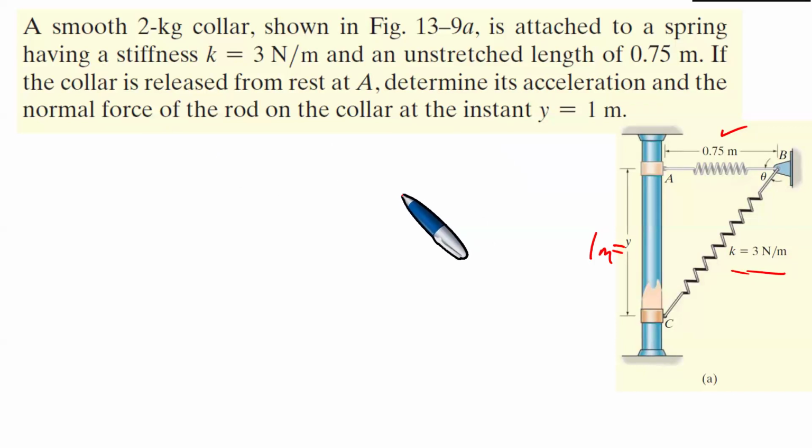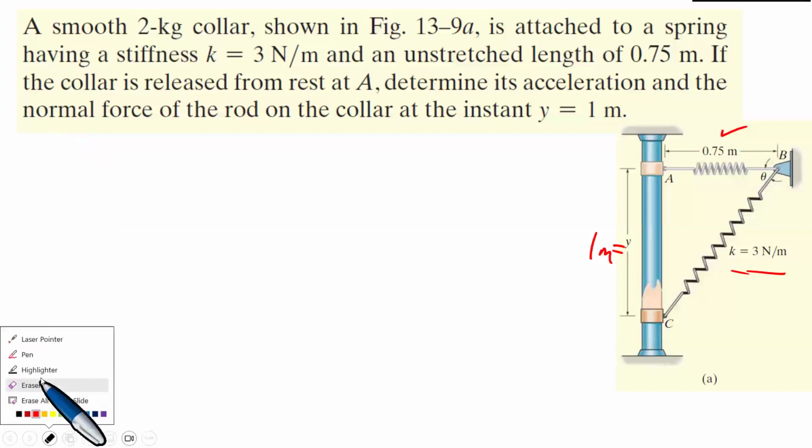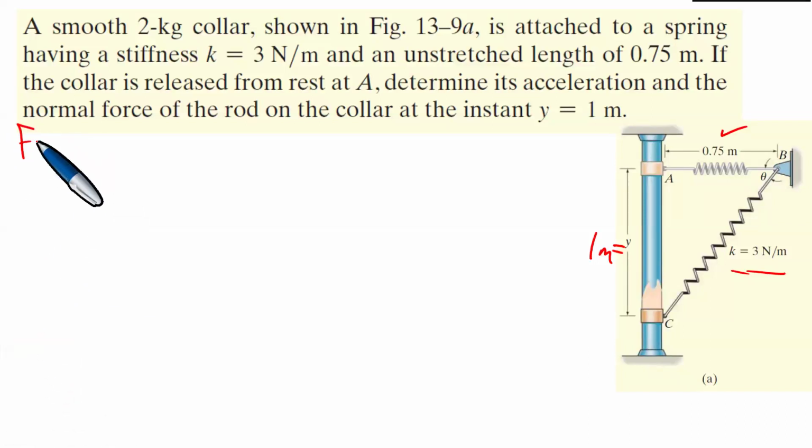Let's see this one. First things first, we always look at the equations of motion, and then we do the kinematics part of it. But first, sometimes it becomes so important to analyze what we call the free body diagram, to see what is happening to the collar. So we have the free body diagram.